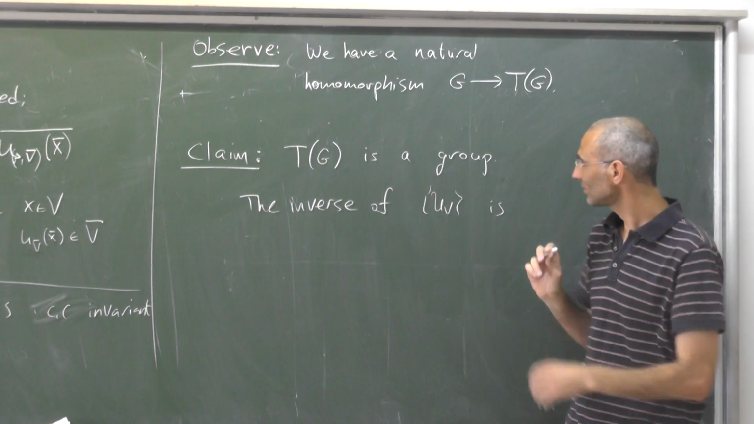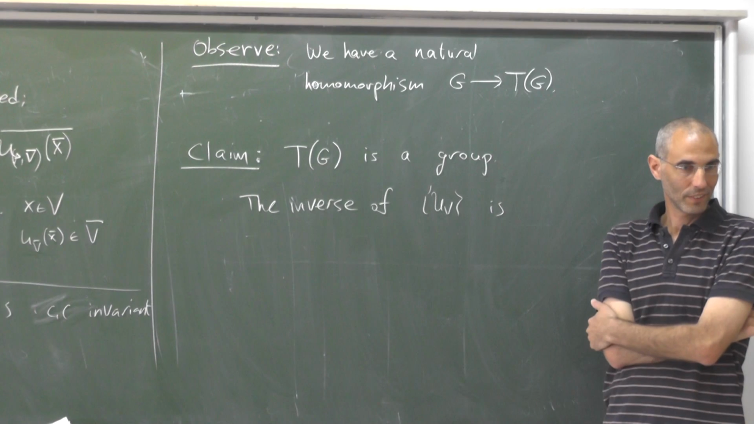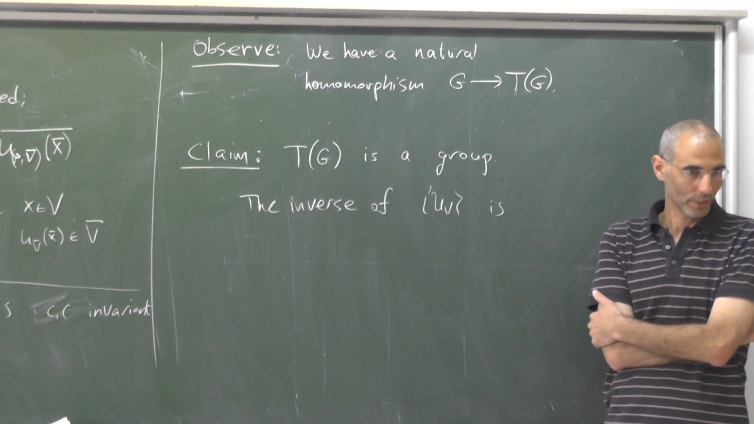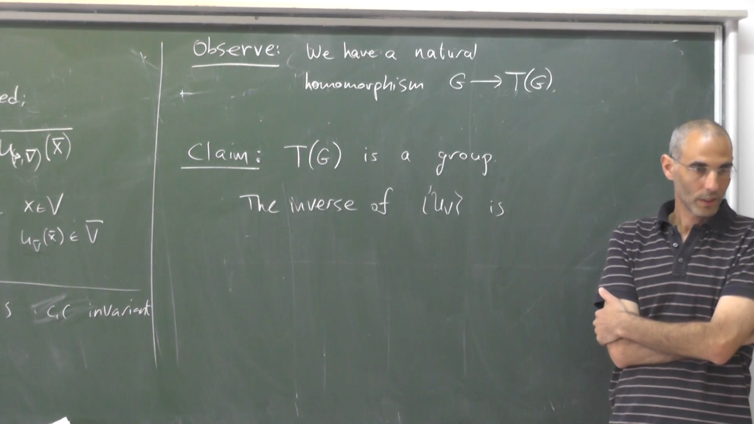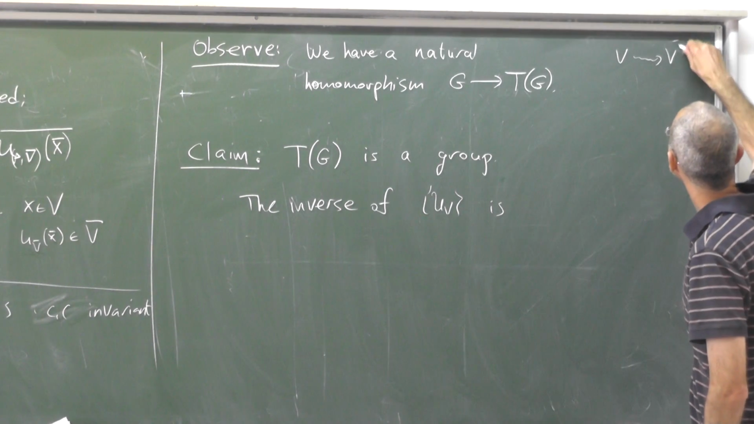But we can't do U sub V inverse, because we don't know inversion yet. We can take the dual of that. This is the only thing you can do. But V dual is not V. We have no identification.